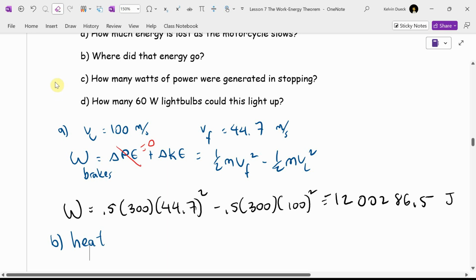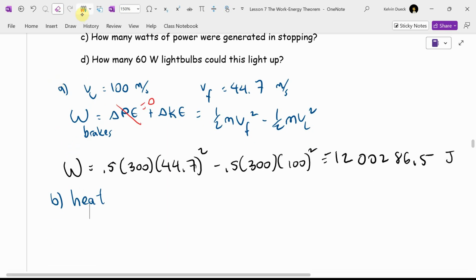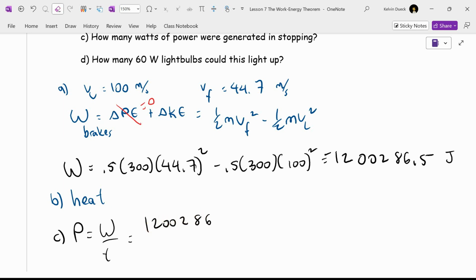C says, how many watts of power were generated in stopping? Ooh, we haven't done power for a few days. What's the power equation? It's on your formula sheet. Power is work over time. I got the work. I'm going to chuck the negative. It's 1200286.5. We need the time.